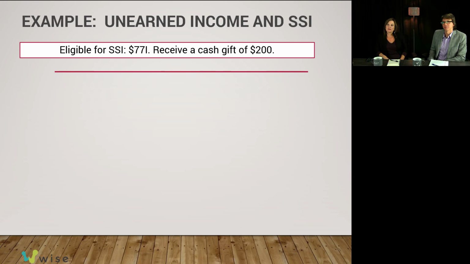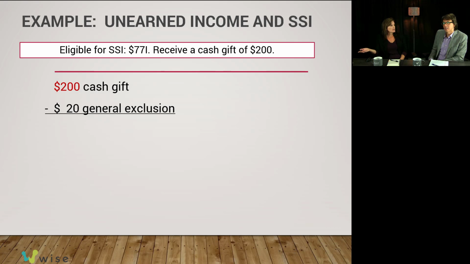So the first example is with unearned income and SSI. Let's say that I have somebody that gives me $200 in a cash gift. The first thing that I'm able to do is apply this general exclusion of $20. That's an exclusion that can be applied to any source of income up to that full $20 amount, but only one time per month can a full $20 amount be applied. That leaves the person with $180 in countable unearned income.